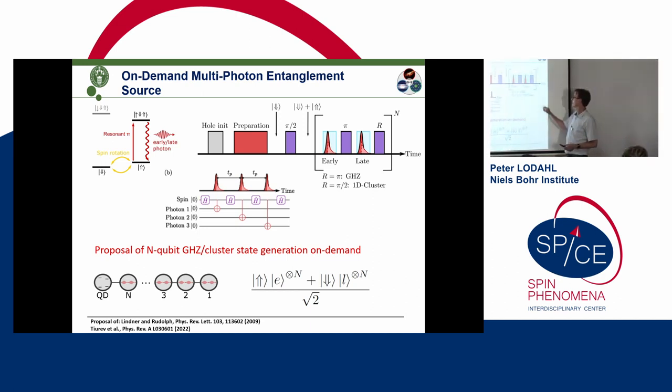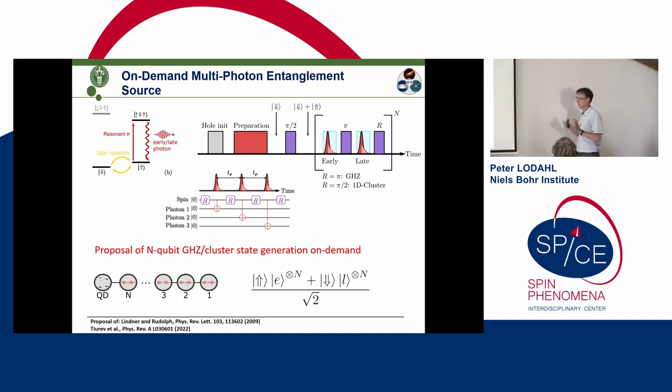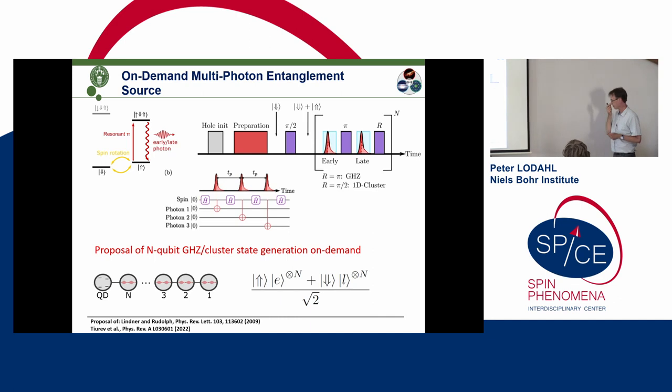It could also be a cluster state, so I could choose to do either a pulse sequence with a pi rotation or with a pi/2 rotation, and there I'm really either generating a 1D cluster state or a 1D GHZ state. So there's quite some flexibility in the spin control that allows you to generate interesting entangled states. So nice and simple. How well does it work in practice?